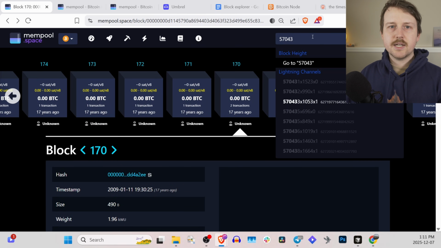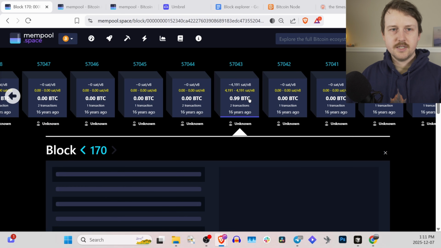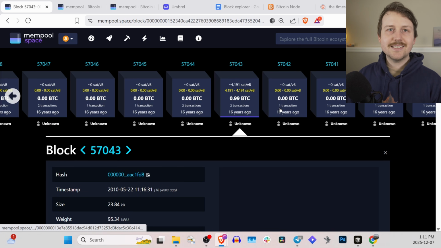So let's go to block height 57,043 for another interesting transaction. This is Laszlo's famous Pizza Day transaction.